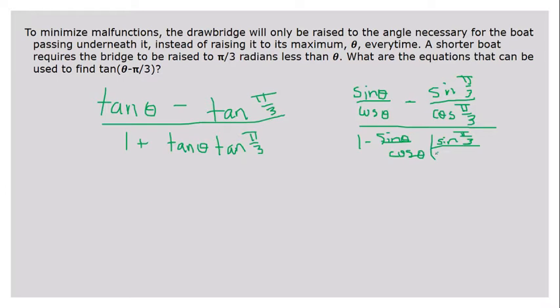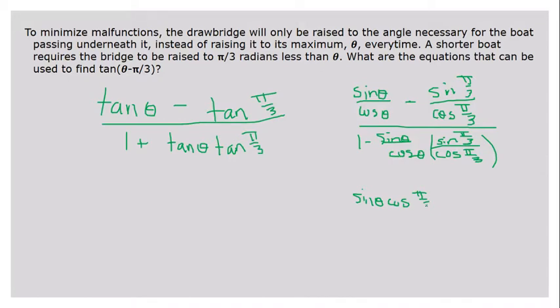Now we don't want to leave all this as fractions, so I'm going to multiply everything by my least common denominator so that I can get rid of all my denominators. So I'm going to multiply everything by cosine theta, cosine pi over 3. When I multiply this first term, it already has cosine theta, so I'm going to end up with sine theta times cosine of pi over 3 minus sine pi over 3.